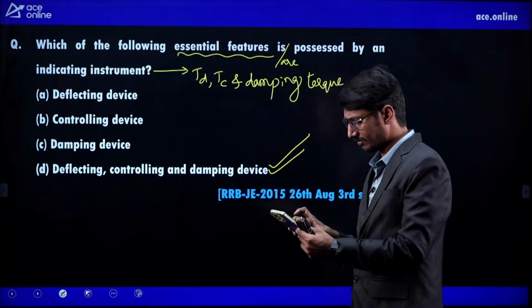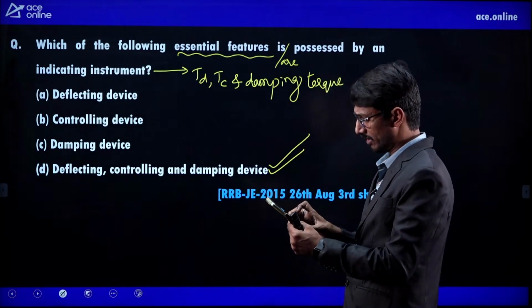Yes, very good. Balaji and Abhi both are giving the answers. Very good.